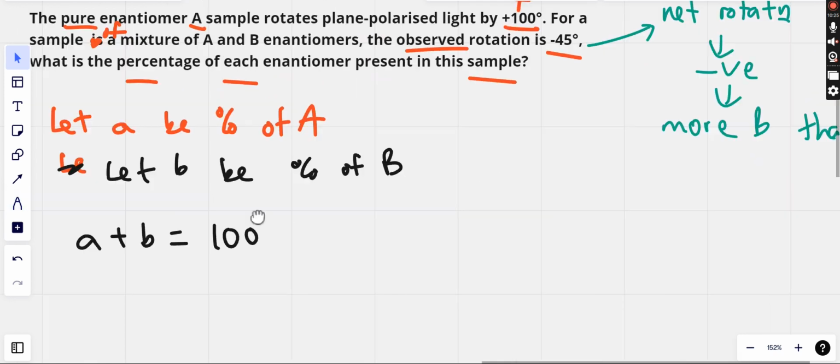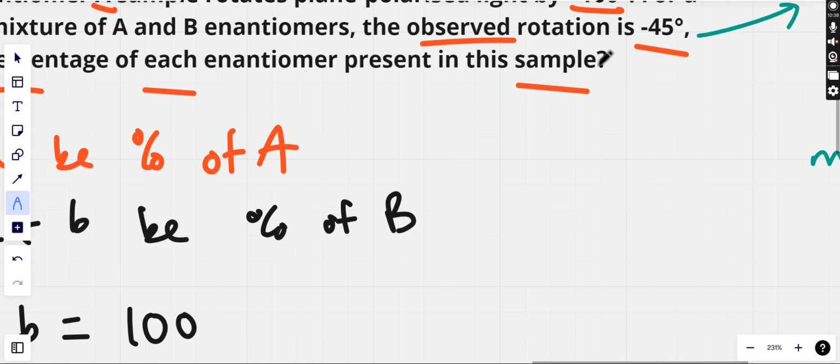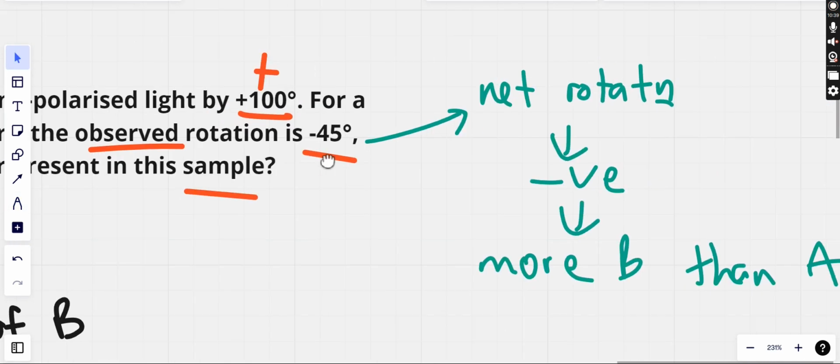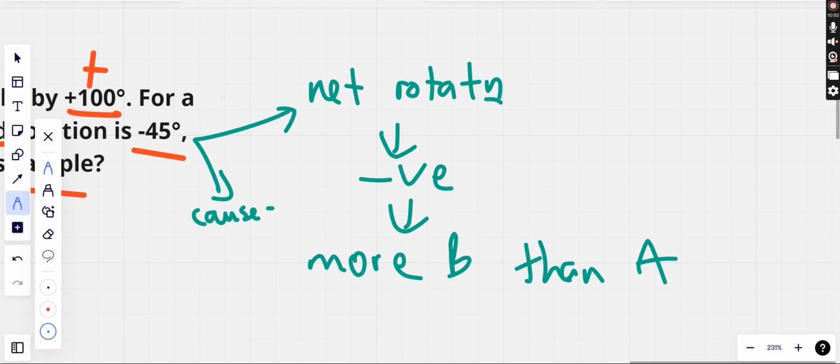So if there are more B than A, we can form the equation that B minus A is equal to 45, because the observed rotation is minus 45. This also means that this 45 is caused by extra B, because if there are any A, the positive effect, the plus degree, will have been cancelled out by the negative.